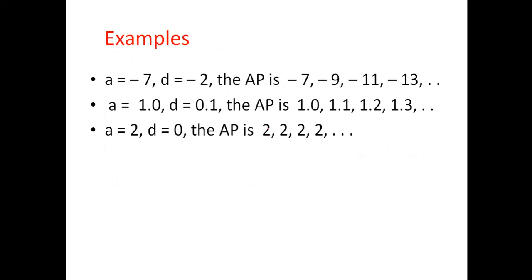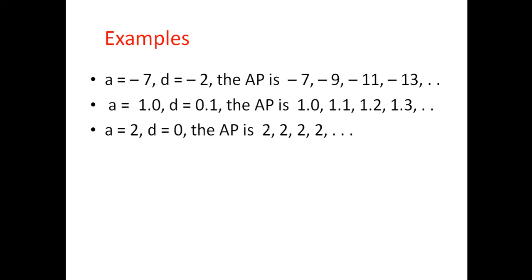Some examples I have given. A equal to minus 7, D equal to minus 2. How to find out the AP? The first term is minus 7 and D is minus 2, so it is going to be in reverse order. It is negative, so it will go back by two numbers each time. So minus 7, minus 9, minus 11, minus 13 and so on.